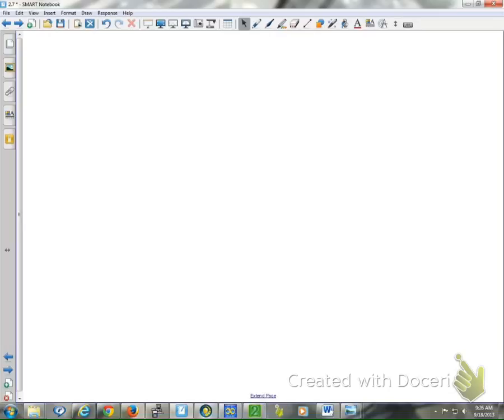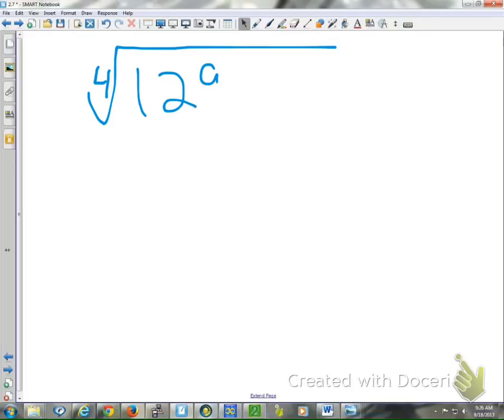How about this? Let's take the 4th root. See, it's not just going to be cube roots today. The 4th root of... What is 16 times 81, Mark? 16 times 81. We're going to find the 4th root of 1,296.